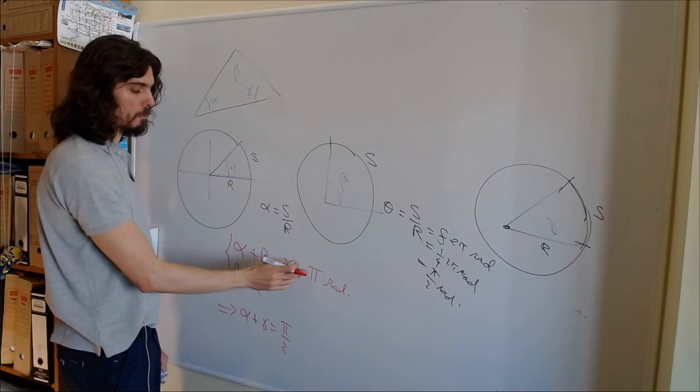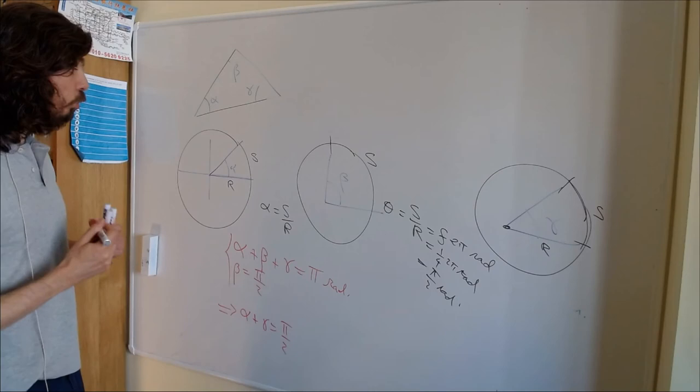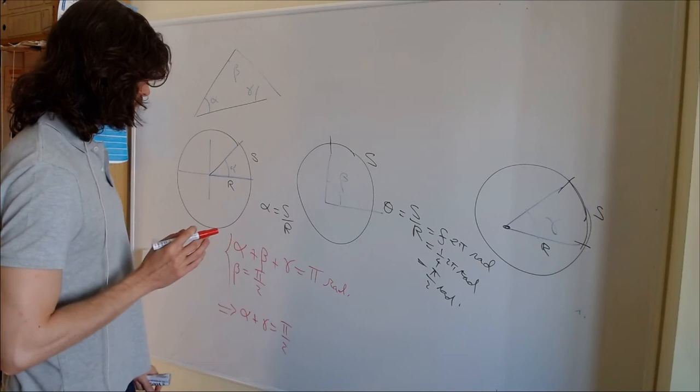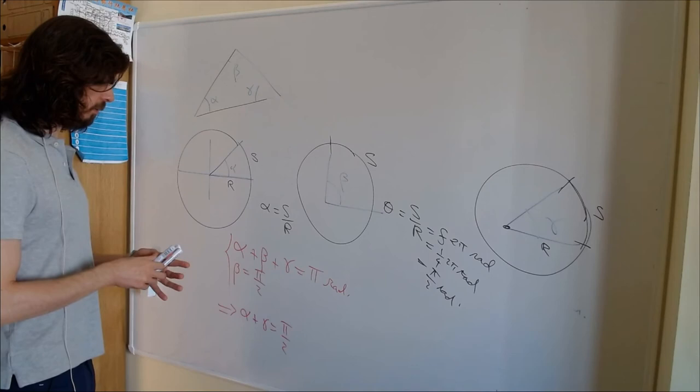Now, I don't know what alpha and gamma are. I don't know the numbers. But whatever they are, they must satisfy this equation, okay? So this much I know. Let's consider another example.